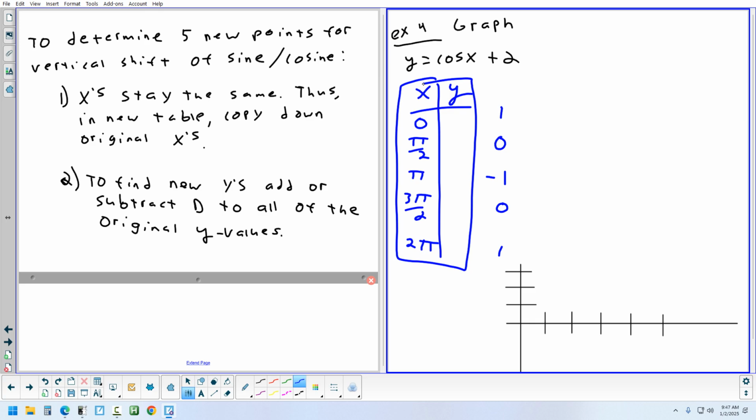And what are we going to do to all those y values to get the new ones? Just going to add 2. So we're going to get 3, 2, 1, 2, 3. So I think you'll find the arithmetic a lot easier with the vertical shift. That's it. That's your table.